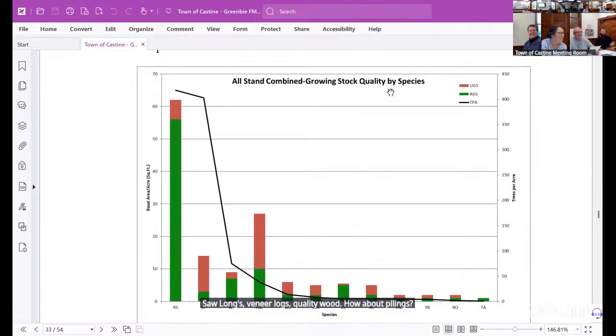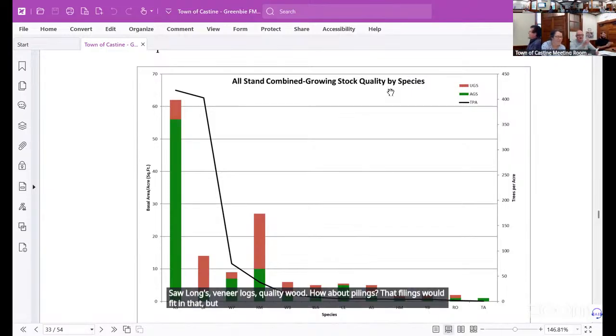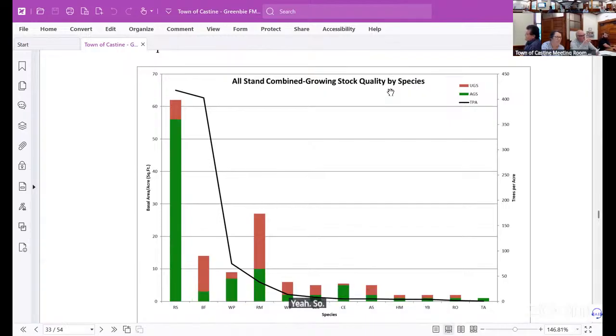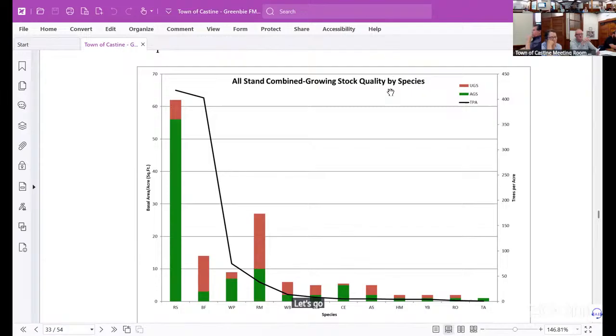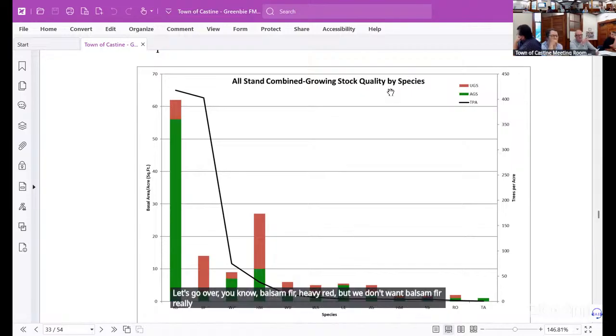That pilings would fit in that, but the red, and this is why it will matter, the red would be what we call unacceptable growing stock, pulp or maybe even culls. So your red spruce is fine, and I think we all could have known that from the beginning. I could have told you that walking down the trail, any forest. So let's go over balsam fir, heavy red, but we don't want balsam fir really anyway. And then the next one is white pine. That's not too bad.